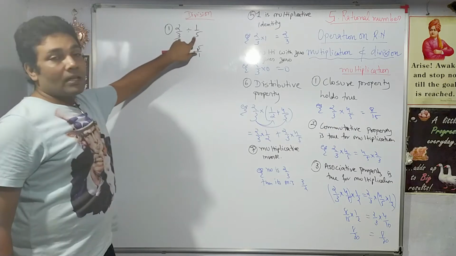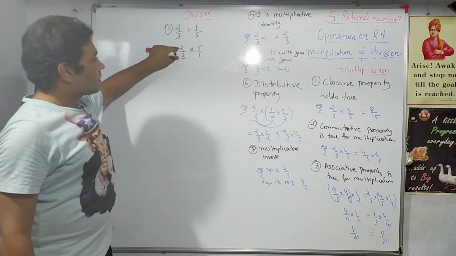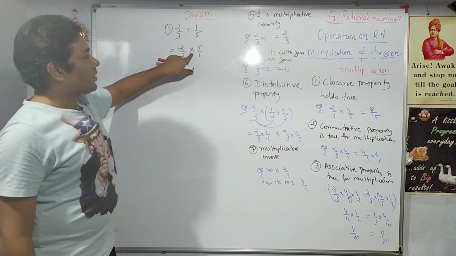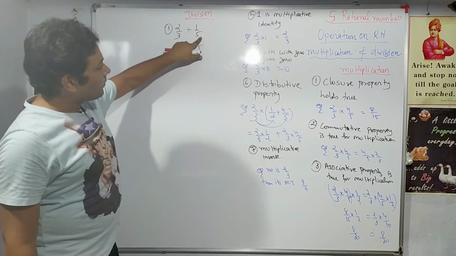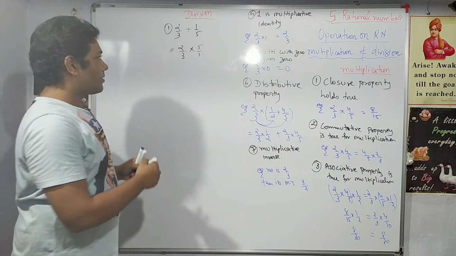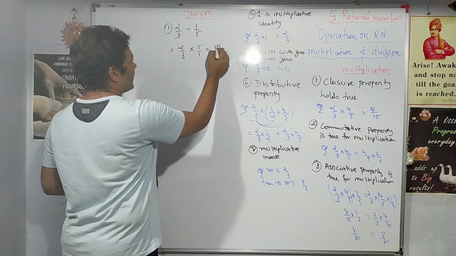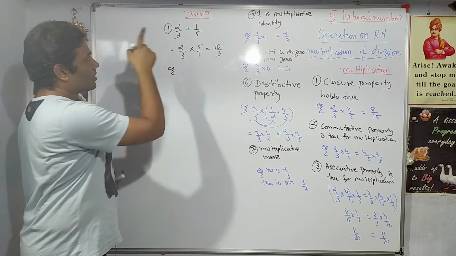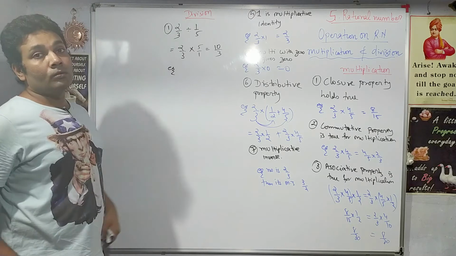If two numbers are to be divided, the first number you write as it is, division gets converted into multiplication, and the term following the division, the next term after the division, will become inverse, right? So what will be the answer? 10 upon 3.